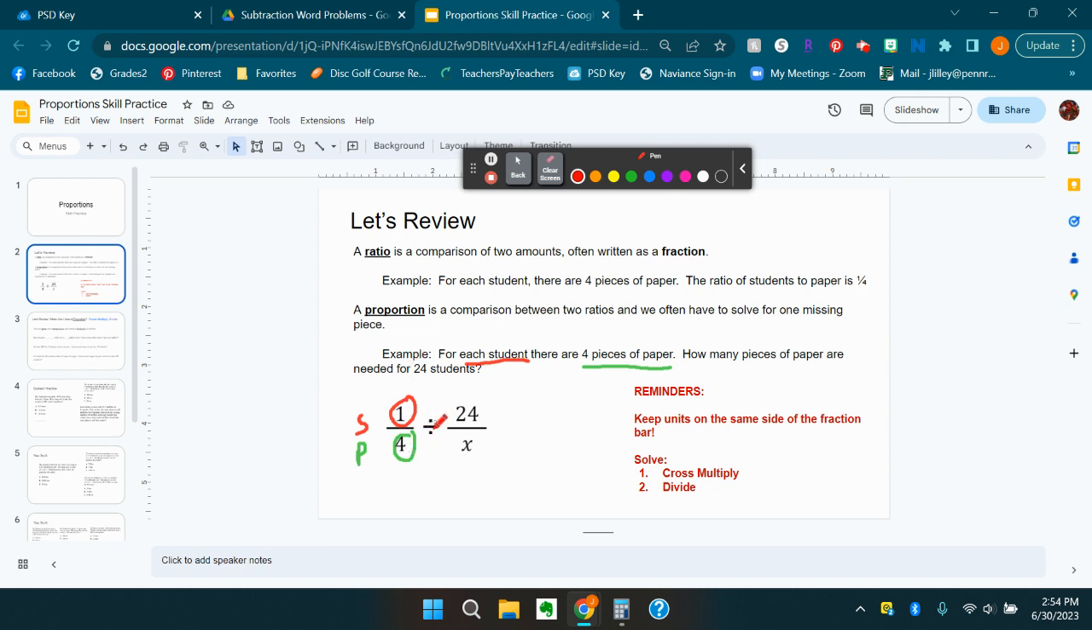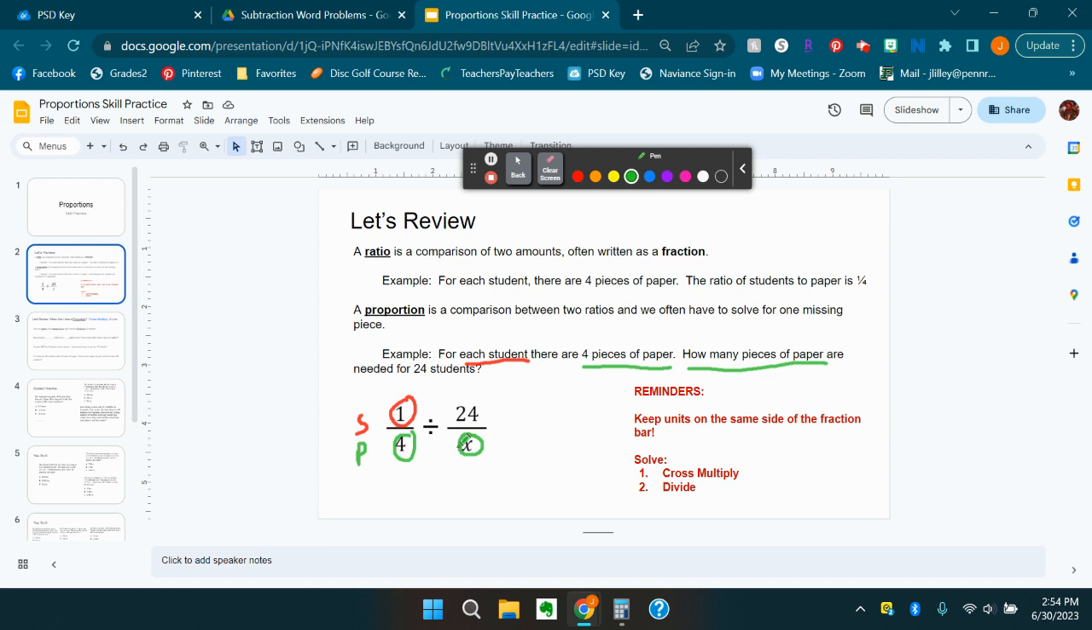I'm going to write my division sign in between, and then I'm going to look at the next sentence to set up my next fraction. It says how many pieces of paper. So that tells me that that's the piece I don't know. Notice I'm keeping my pieces of paper color the same. And I'm also going to keep it on the same side of the fraction. So if in my first fraction I wrote the pieces of paper on the bottom, in my second fraction I'm also going to write the pieces of paper on the bottom.